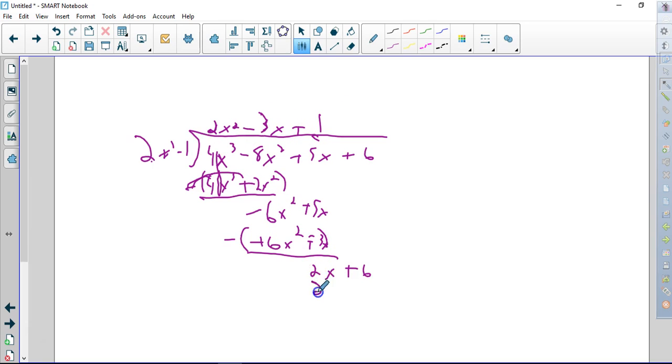And I'm going to put 2x minus 1 here. Again, I can put in parentheses, or I can just do this. I can add the opposite of everything. That's another way, a trick to do it. So I get 0 there, and then 6 plus 1 is 7. And that's my remainder. So I write the remainder as 7 over 2x minus 1.